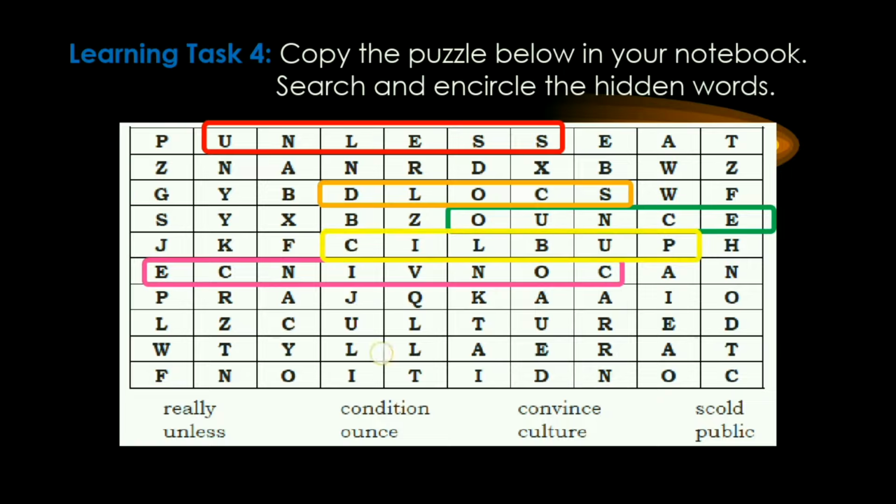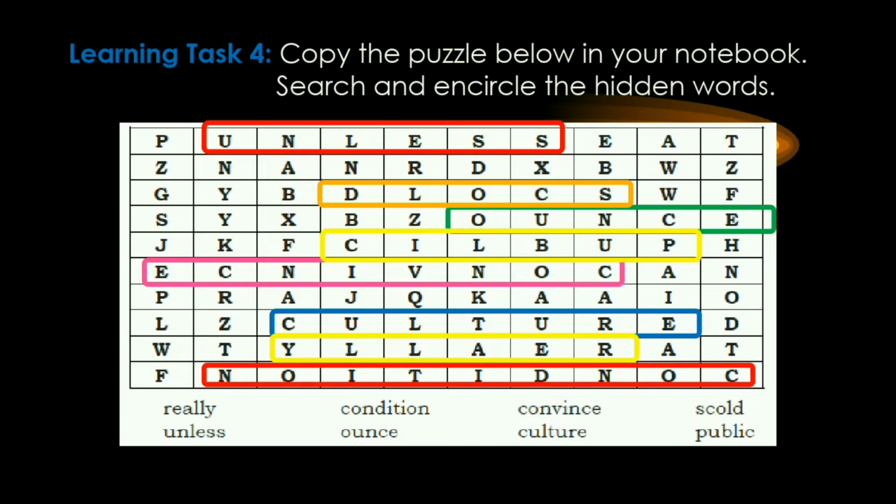Public. Culture. And we have the word really. And the last one is condition. Okay, so these are the 8 hidden words in this puzzle. Okay, I hope you got 8 over 8.